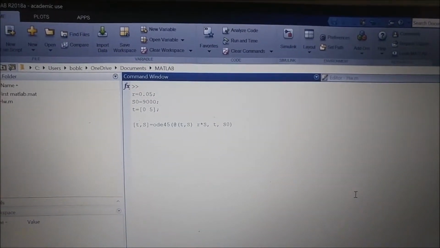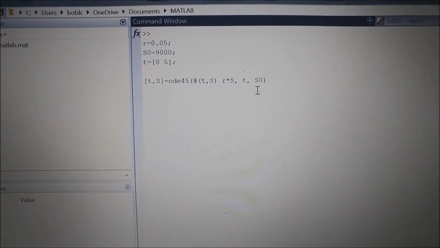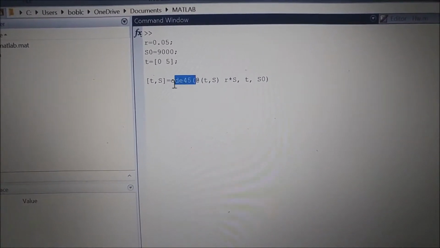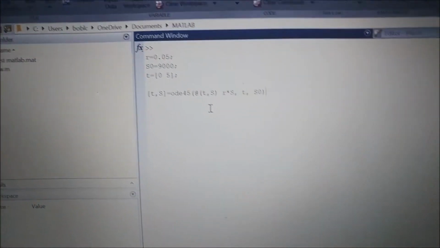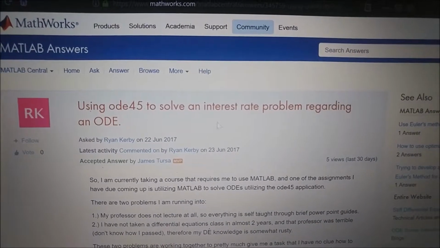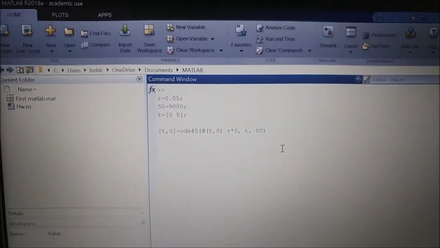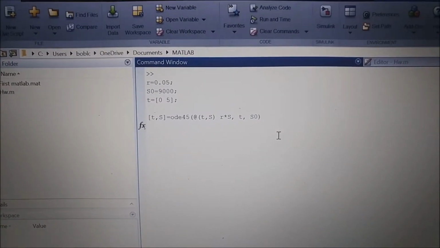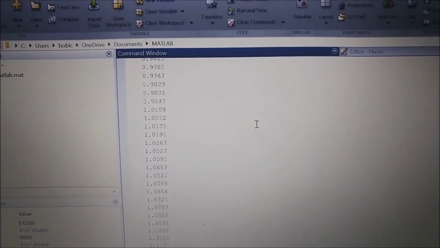Now to put this to the test, I have gathered a MATLAB code, which is very simple, which uses the ODE45 function, which I learned through MATLAB's using ODE45 to solve an interest rate problem. Now, by pressing enter, wait for a second, there we go.